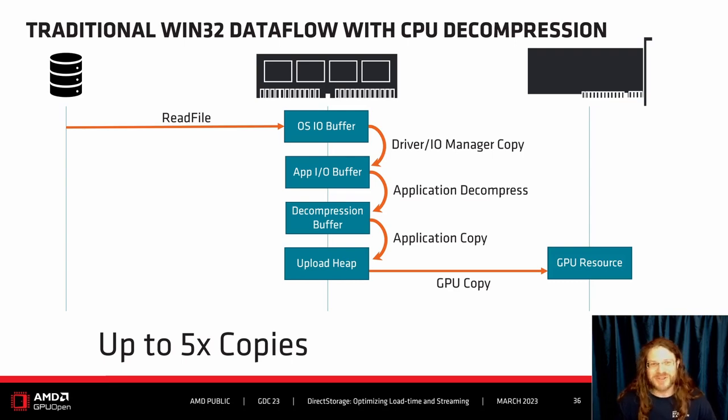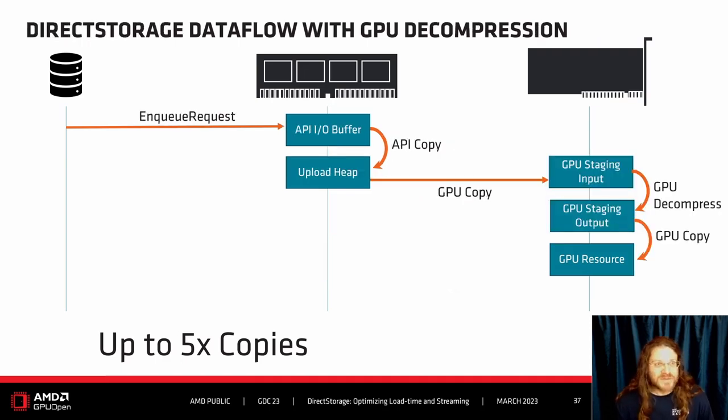It's important to note that these are mostly done in system memory, and that may not be the most efficient place to do it. DirectStorage improves the data flow. First, the request is enqueued, and the data is copied into the API's IO buffer, which is then copied into an upload heap, and a GPU copy is made into a GPU staging input buffer. The GPU staging input buffer has the compressed data and is decompressed into a GPU staging output buffer. It is then copied from there into a GPU resource, as you would expect to use.